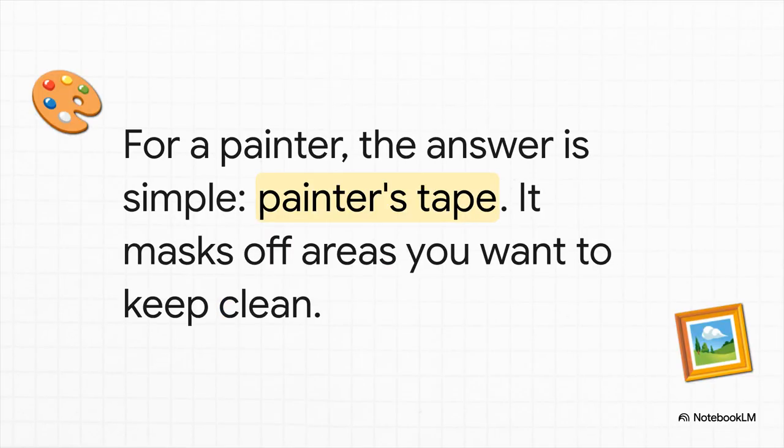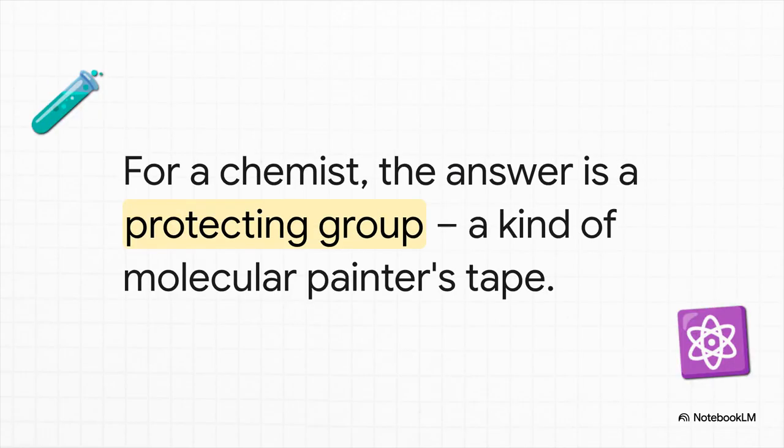Well, for a painter, the answer is super simple. Painter's tape. I mean, if you want to paint the trim in a room, but you don't want to get paint all over the walls, you don't just try to have a super steady hand. No way. You use a tool. You mask off the areas you want to keep clean. It's such a simple but brilliant solution. And that is the big idea we're going to unpack today.